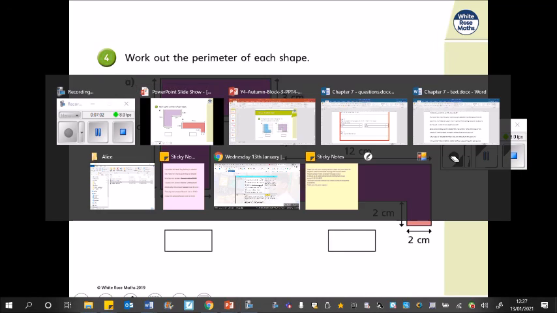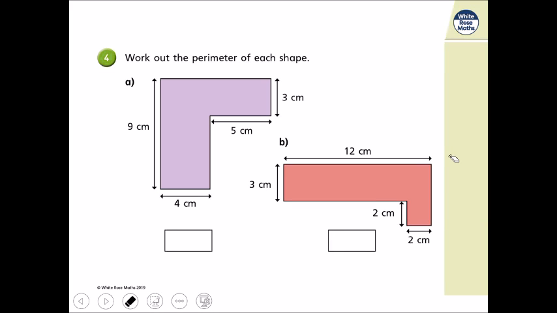Again, go back to here. Okay, so question 4, work out the perimeter of each shape. Now, the tricky thing is we've got to work out this distance here, going across, and this distance here, going down. So that's 2 question marks that we don't know.